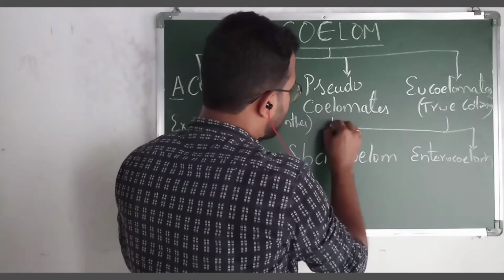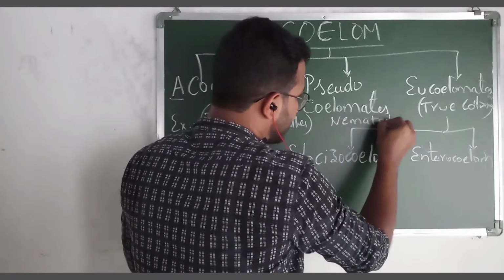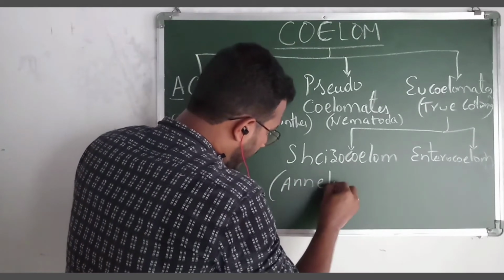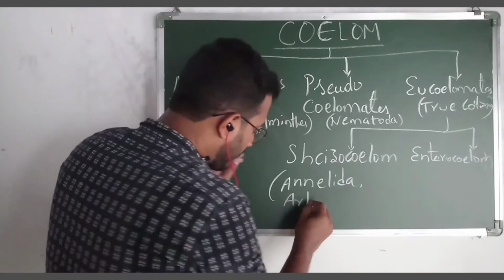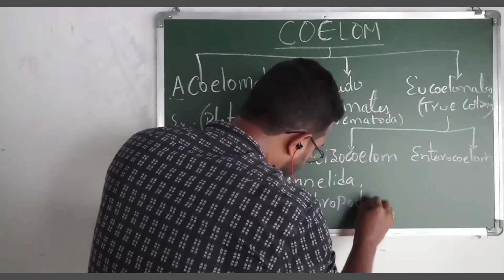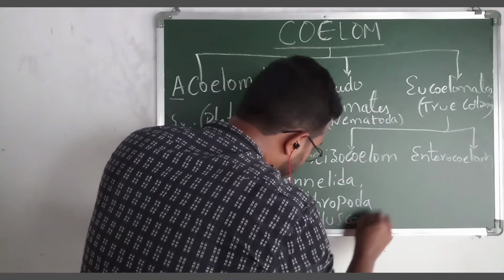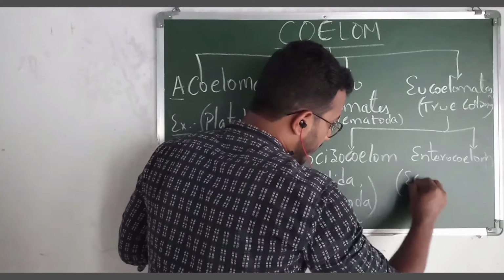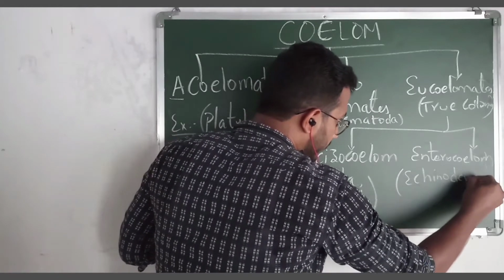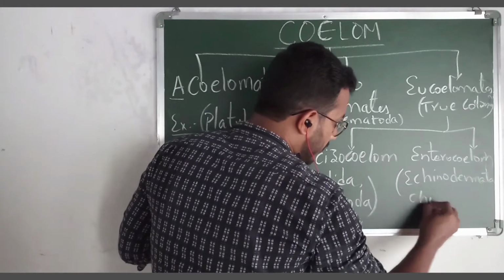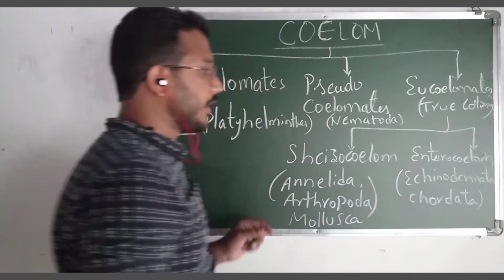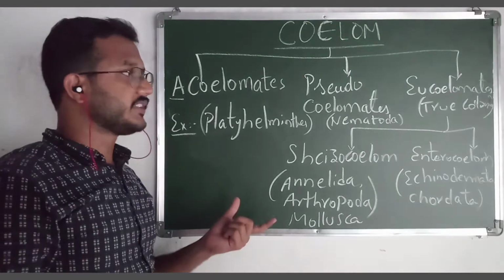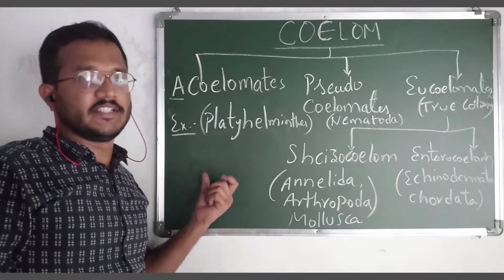And pseudocoelom is present in Nematoda or Aschelminthes. And Annelida, Arthropoda and Mollusca exhibit schizocoelom, one type of true coelom, and the enterocoelom is exhibited by Echinodermata and Chordata. So this is how they classified the whole animal kingdom, depending upon the type of coelom. Understand? Now each and every type of coelom we will discuss in detail.